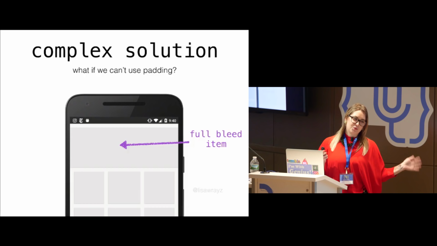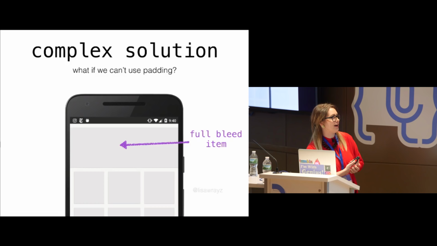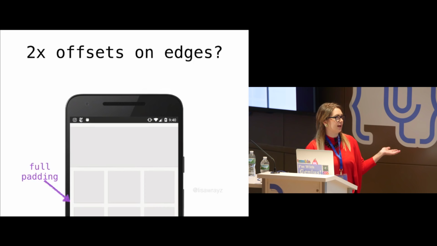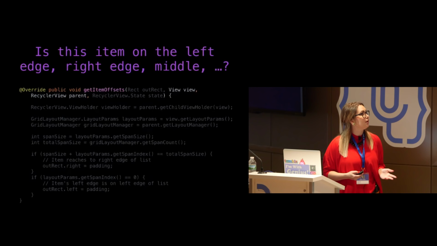Okay, complex solution. What if we can no longer use the padding on the outside of our recycler view because we have a full bleed item, because we've been reading the material design spec? Or our designers have. Now we can't use that padding. What if we ask which items are on the left and right edges, and we put two times the padding there? We can find this out, by the way. And it's really useful if you want to do something like draw a rectangle around a whole section.